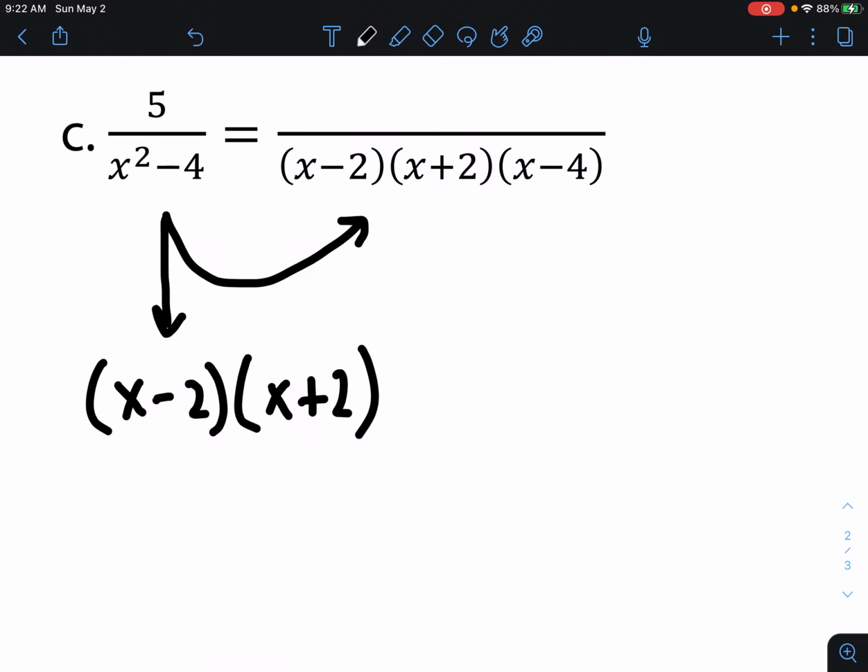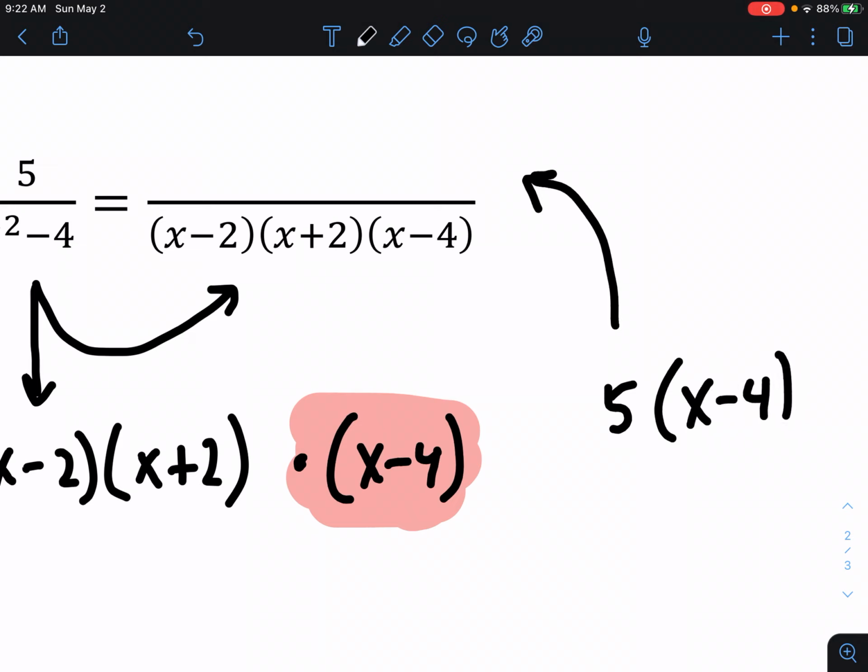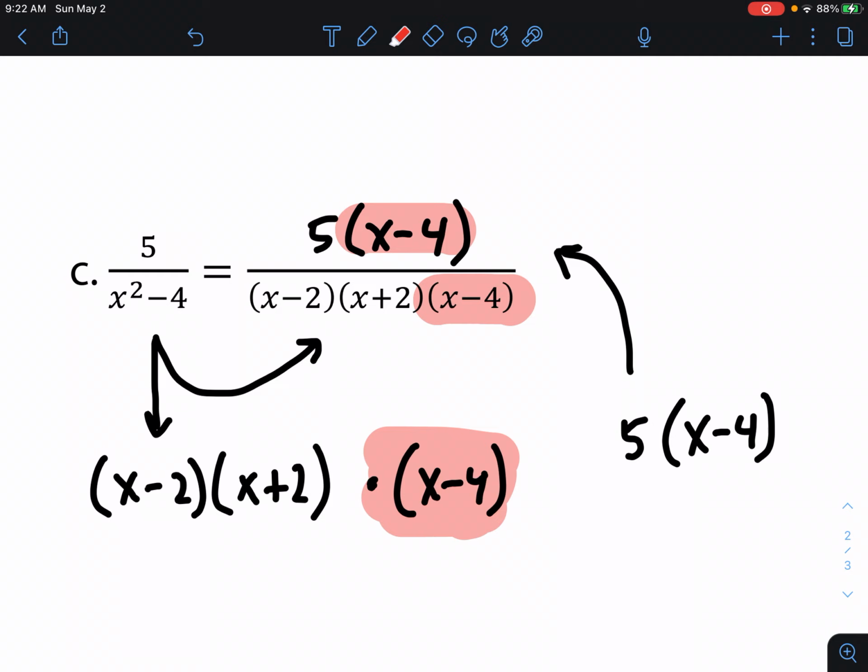So this is what I need to multiply the numerator by. And so it ends up becoming fairly simple once you identify it. The hard part is just identifying. So we're just going to take 5 times x minus 4. Okay, so there's our new numerator. The key thing to notice is the only thing that changed about the denominator was this, so the only thing that changes about the numerator is we multiply by that as well.